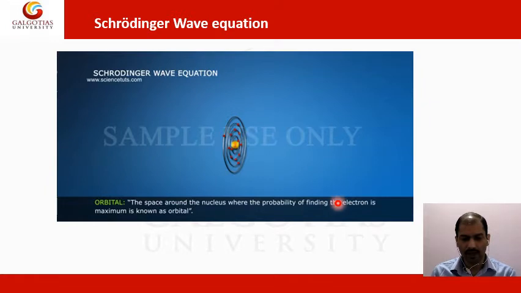Now, a node or nodal point is a region in an orbital where the probability of finding the electron is 0. These are the nodal points shown here. For 1s there is no node, for 2s there is one node, and for 3s orbital there are a total of 2 nodes. Since the formula is n minus 1, you can easily calculate the nodal points.